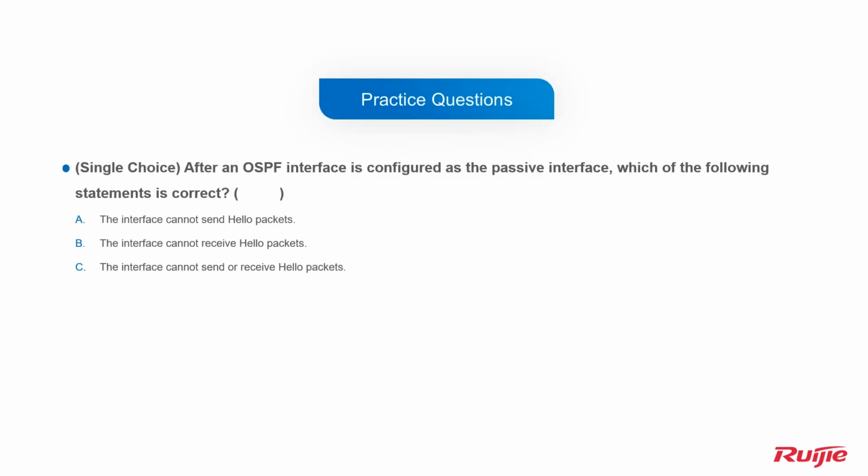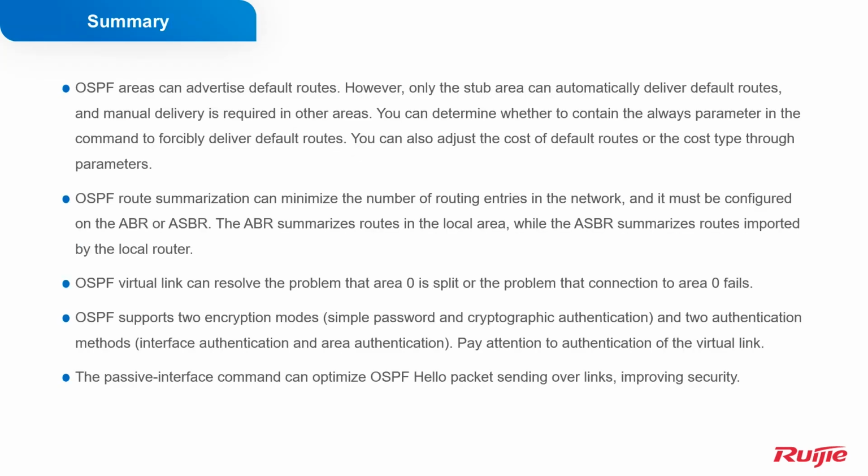After an OSPF interface is configured as a passive interface, which of the following statements is correct? Option A is the interface cannot send hello packets. Okay. And option B is the interface cannot receive hello packets. And option C, the interface cannot send or receive hello packets. And we can see the answer is A. Okay. So now let's overview the OSPF protocol for the summary.